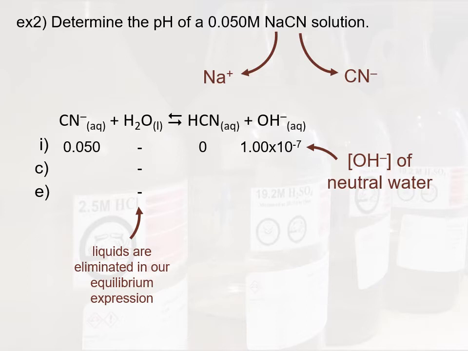Now HCN is 0, so that means the right-hand side has to go up because 0 can't go down. And if the right-hand side goes up, the left-hand side has to go down. So at equilibrium, CN minus will be 0.050 subtract x, HCN will be x, and the hydroxide concentration will be 1 times 10 to the negative 7 plus x.